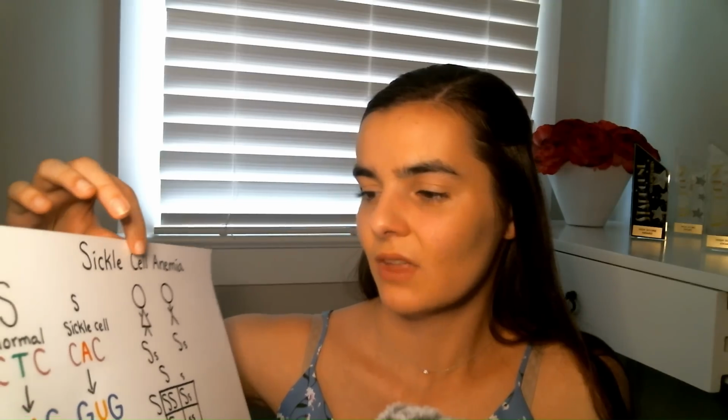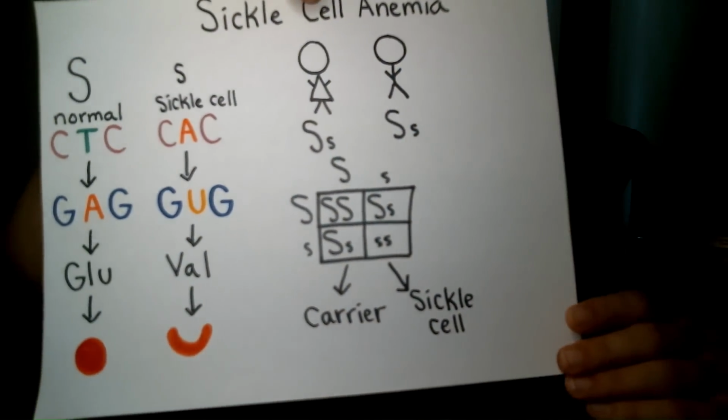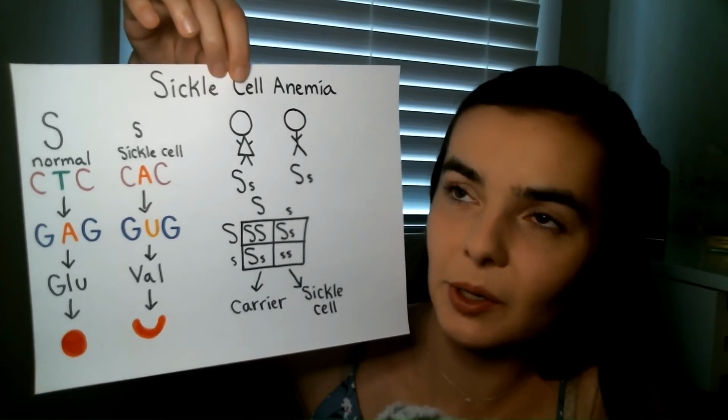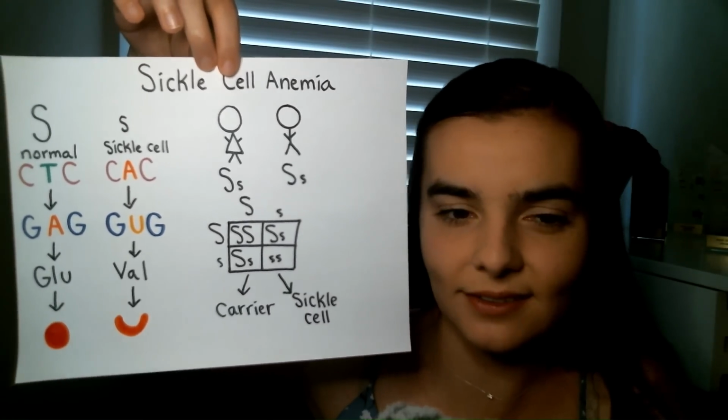So now we are moving on to humans, my favorite topic. I like talking about actual human genetics, and we are going to talk about an example and kind of pull everything together that we have been talking about. So we are going to learn about sickle cell anemia, and this will include Punnett squares, point mutations, all sorts of things.